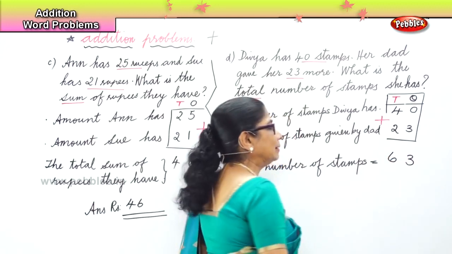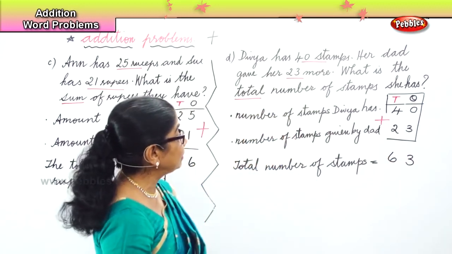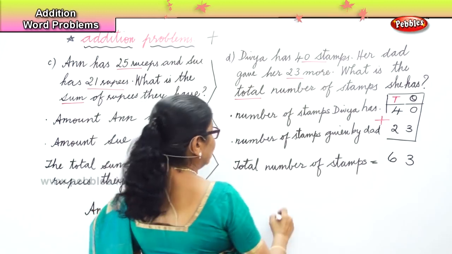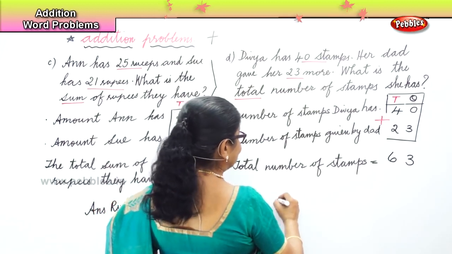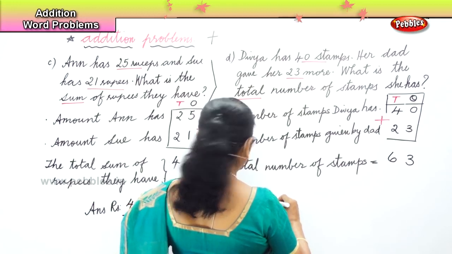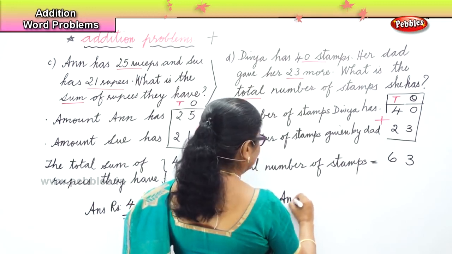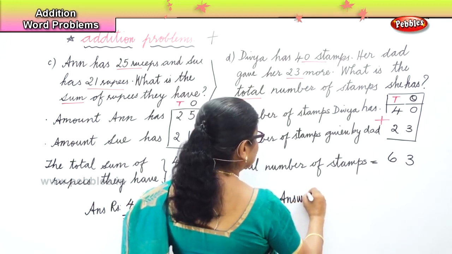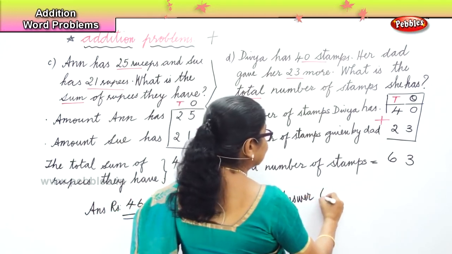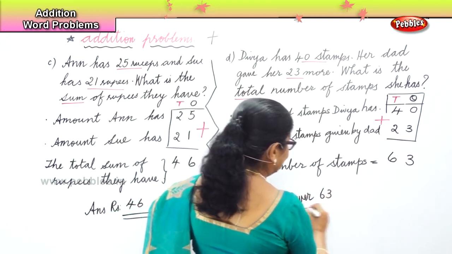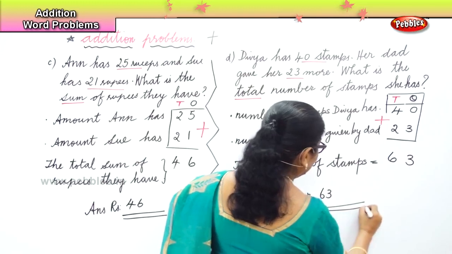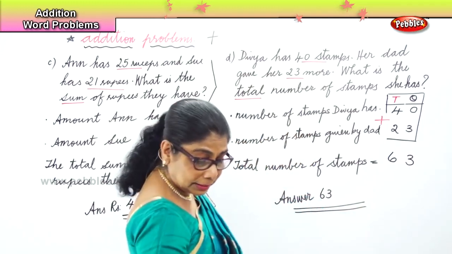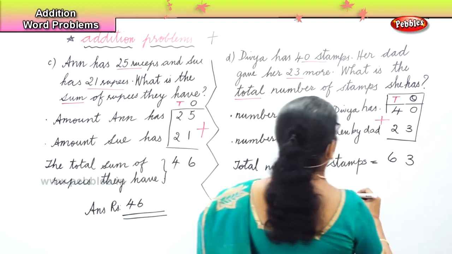So now Divya has 63 stamps. Total number, she has got 63 stamps altogether. So you will write answer, 63 stamps. What will you write? Answer, 63 stamps.